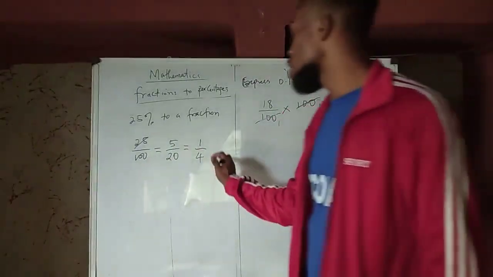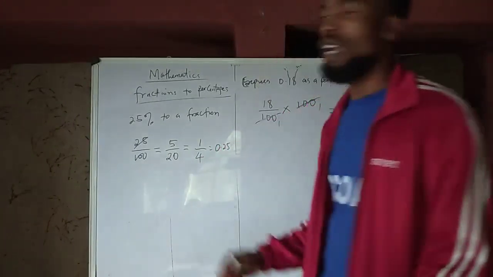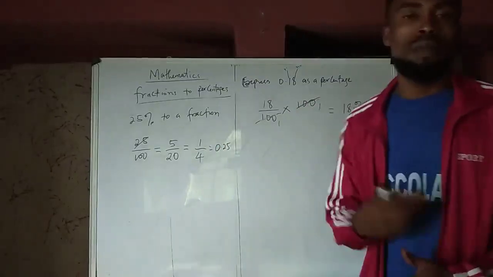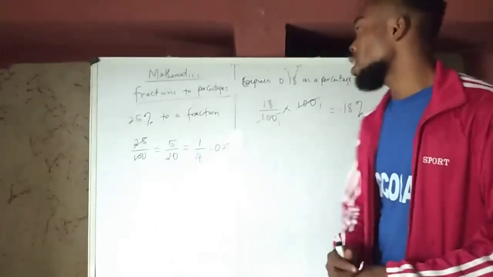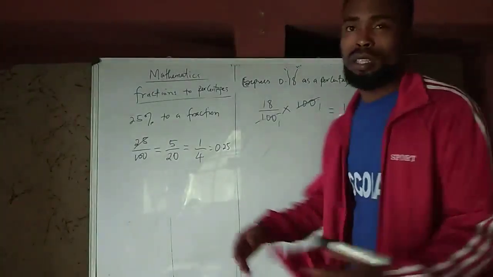Which is also equivalent to, if you do this division, 0.25. So that's the connection between fractions, percentages and decimal fractions, basically. Alright, so we are going to go from here now to look at some other things.